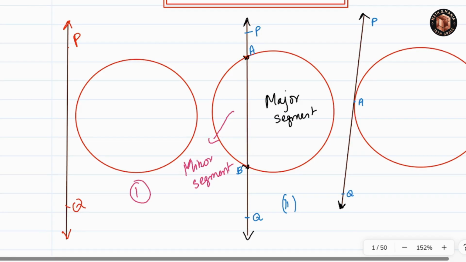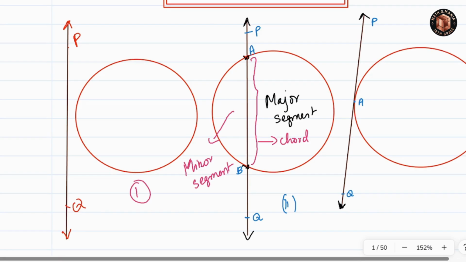And then comes the next figure where you can see a line PQ which passes through the circle and touches the surface of the circle at the points A and B. Here we can call this AB a chord. What will a chord do? A chord will divide the circle into two parts. The major part will be called the major segment and the smaller part, that is the minor part, will be known as the minor segment.